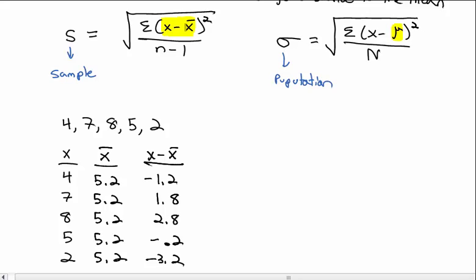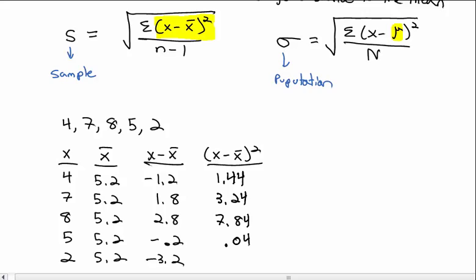So now if we move out of the parentheses, the next thing is we have to square that value. So now we're going to find out what (x minus x bar) squared is. So negative 1.2 squared should be a positive 1.44. 1.8 squared is 3.24. 2.8 squared is 7.84. 0.2 squared is 0.04. And negative 3.2 squared is 10.24.